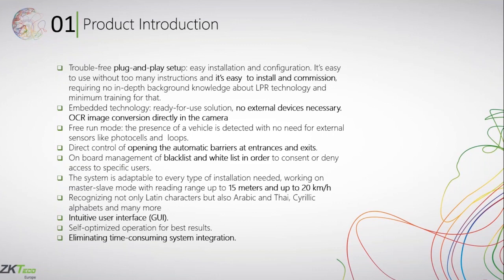So what about the system? The system can catch the plate at speeds up to around 20 kilometers per hour. And the distance at which the system can read the plate is around 15 meters. We support many different types of alphabets, such as Occidental ones, Arabic, Thai, Cyrillic, and others.